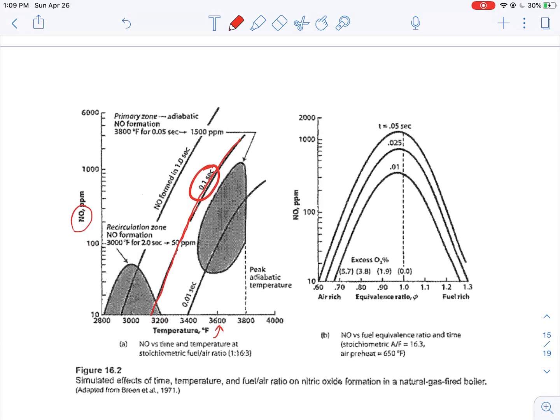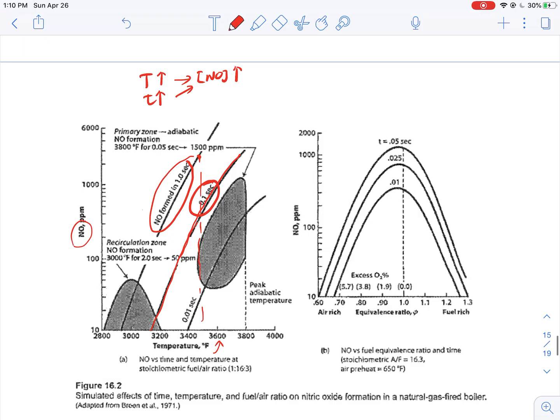But you can also see that at a constant temperature here, the longer the flue gas stays, the higher the nitrogen monoxide concentration. So basically, if the temperature increases, NO will increase, right? If the residence time increases, the NO will also increase. So here is further showing how the gas mixture is affecting the NO concentration.